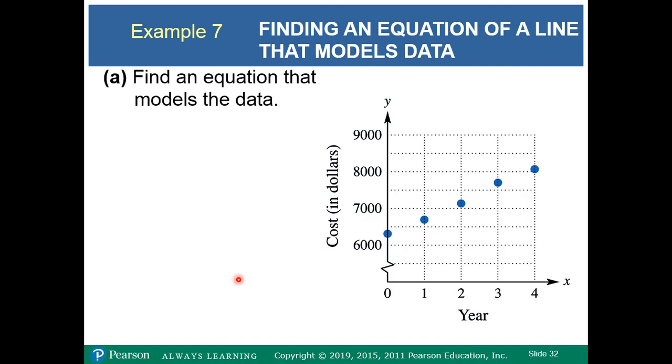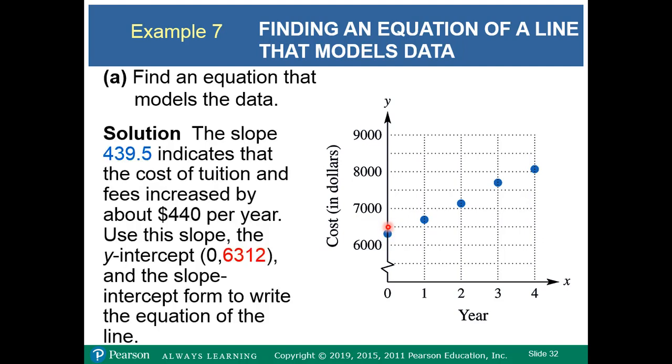Now we want to find the equation that models this data. We've got the slope, the average rate of change. Now we just need the y-intercept. Well, we already have it right there. That point represents the y-intercept because it crosses the y-axis. When x is 0, in other words when the year is 2009, what is the tuition? Whatever that value is. So the y-intercept is (0, 6312).